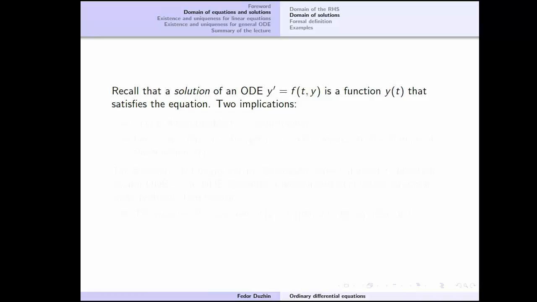Alright, recall that a solution of a differential equation is a function that satisfies the equation, meaning that if you substitute it as y, then you get a correct equality. But the equation has a left-hand side and a right-hand side, so if a function satisfies the equation, then at least the left-hand side should make sense. So y prime should be something meaningful, which means that y has to be differentiable.